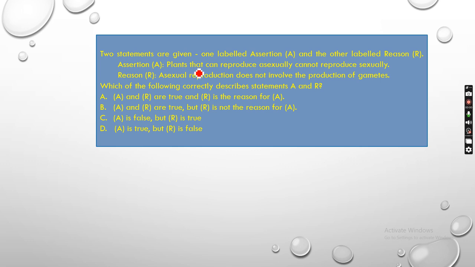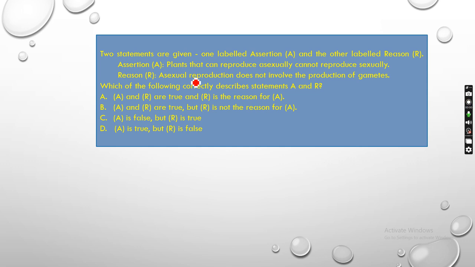So if you see the assertion here, plants that can reproduce asexually cannot reproduce sexually. So is it true? First you check this one. It is not necessary that those plants that undergo asexual reproduction cannot go for sexual reproduction. There are plants which can be reproduced asexually also and sexually also. For example, if you are going for vegetative propagation, that is asexual reproduction, and if you are going through the flowers, that is sexual reproduction. Okay, so the assertion is false.